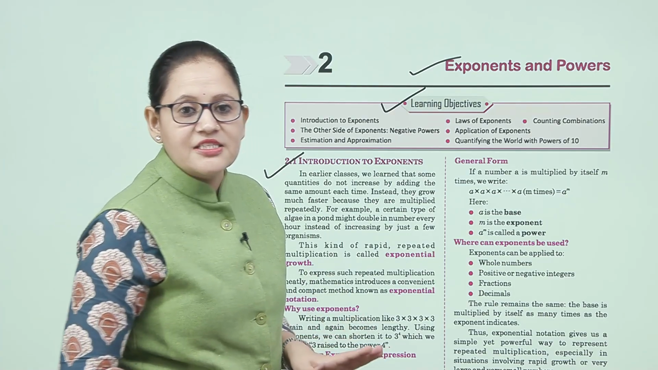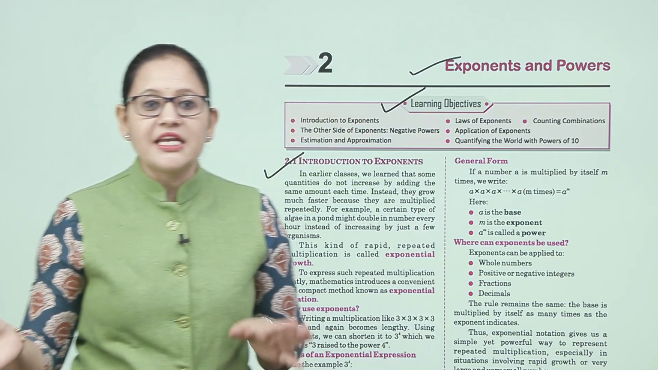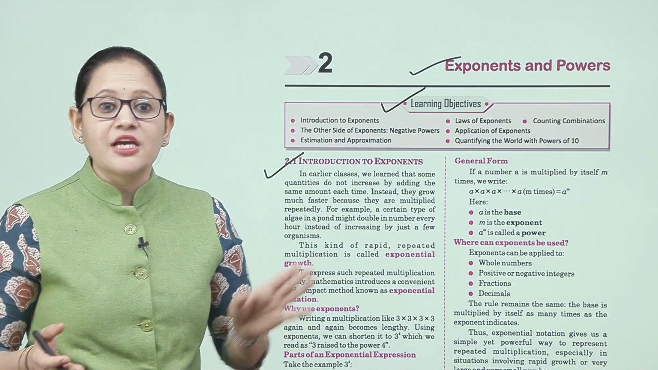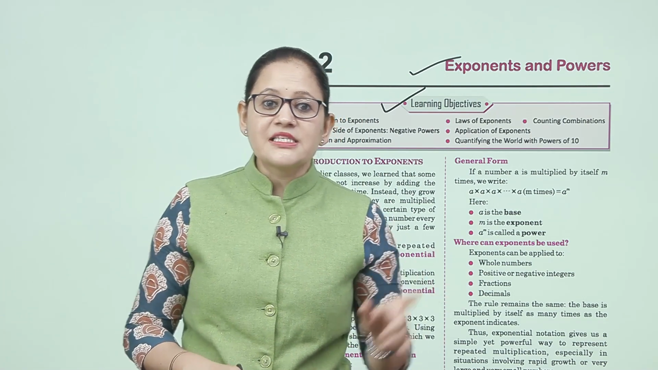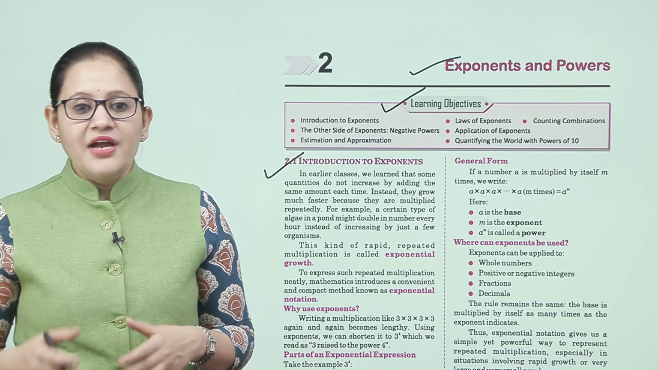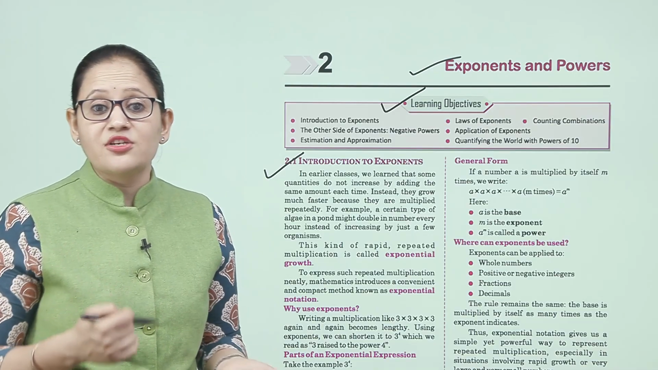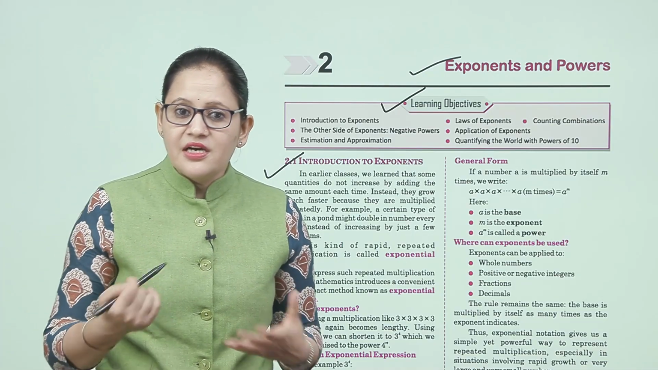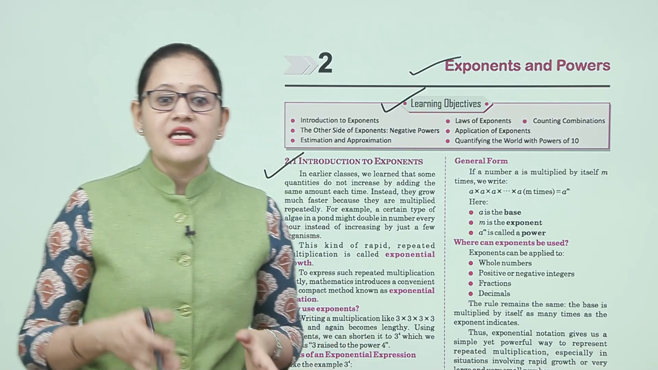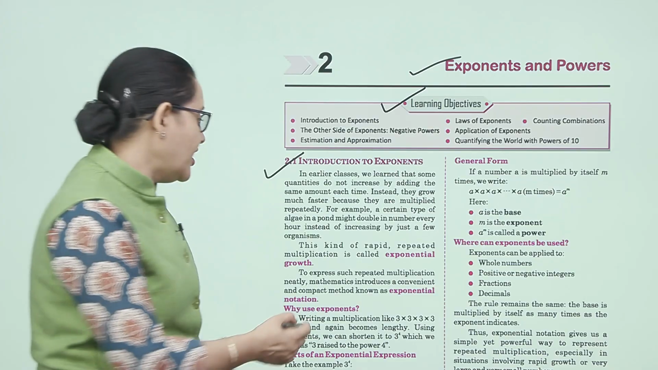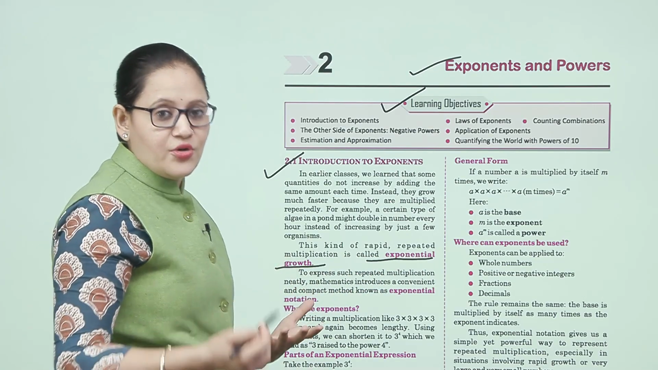In the earlier classes, we have learned that some quantities do not increase by adding the same amount each time. Instead, they grow much faster because they are multiplied repeatedly. For example, a certain type of algae in a pond might double in number every hour instead of increasing by just a few organisms. This kind of rapid repeated multiplication is called exponential growth.